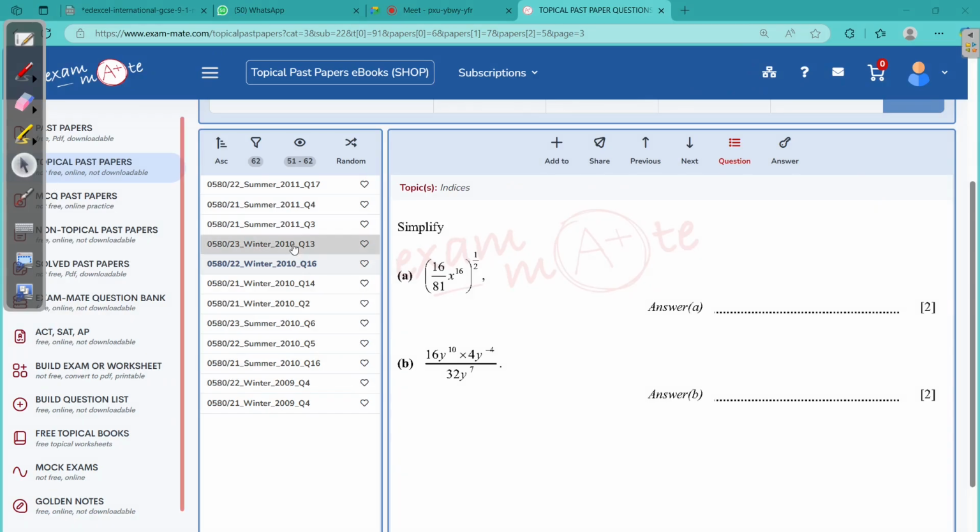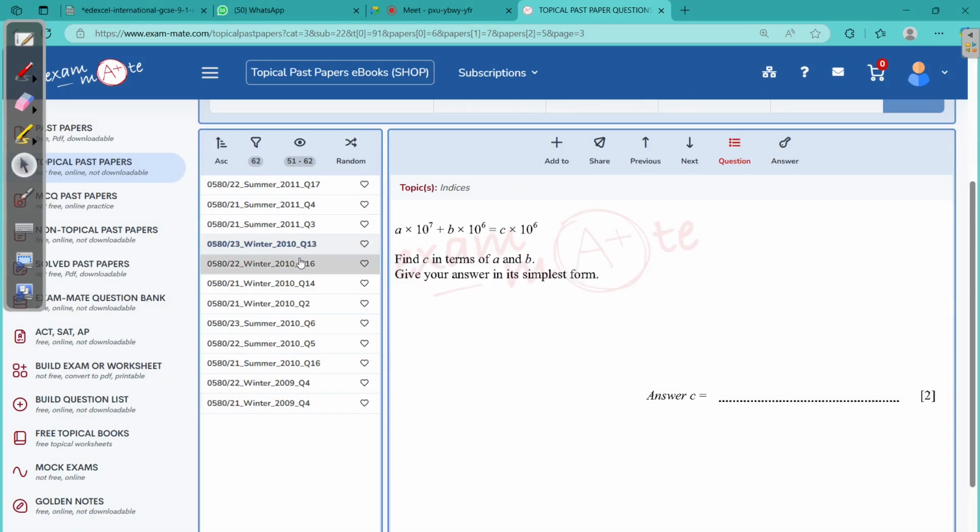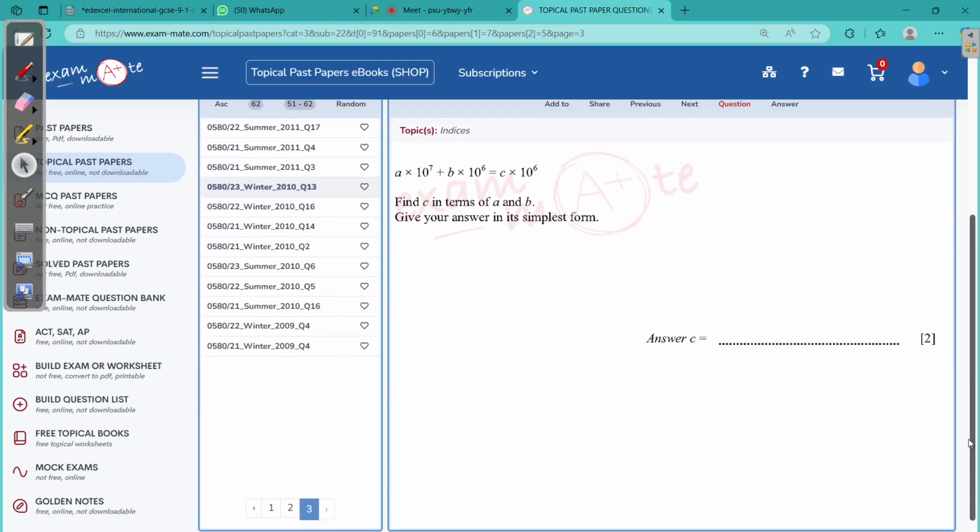Let me decide now which question you will do. This one you should do. Most probably you will struggle in this question. A times 10 to the power of 7 plus B times 10 to the power of 6 is equal to C. Find C in terms of A and B.